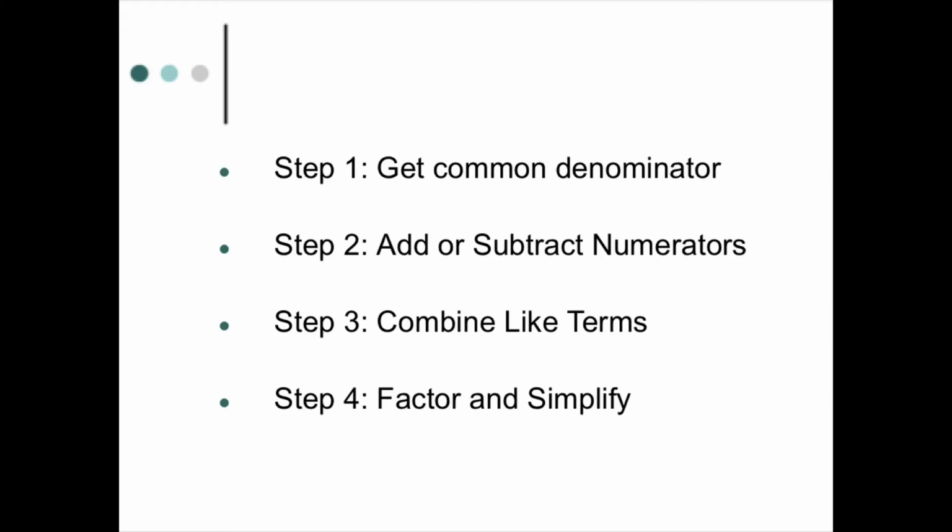Step 1, get a common denominator. Step 2, add or subtract only your numerators. Step 3, combine like terms. And step 4, factor, cancel out what the numerator and denominator have in common, and then simplify.